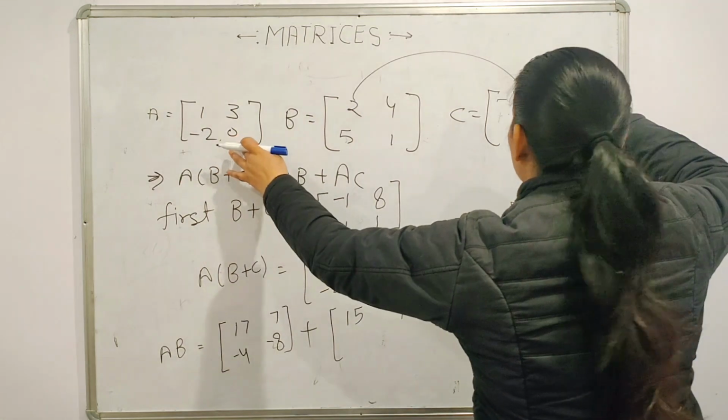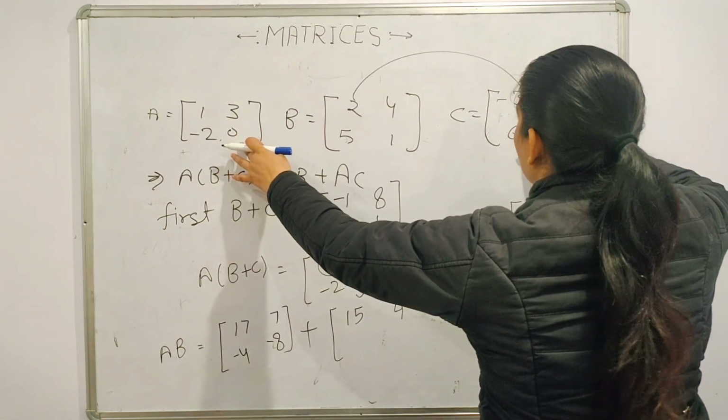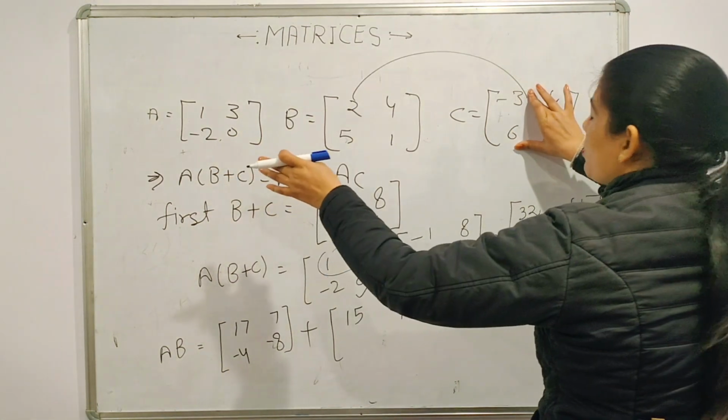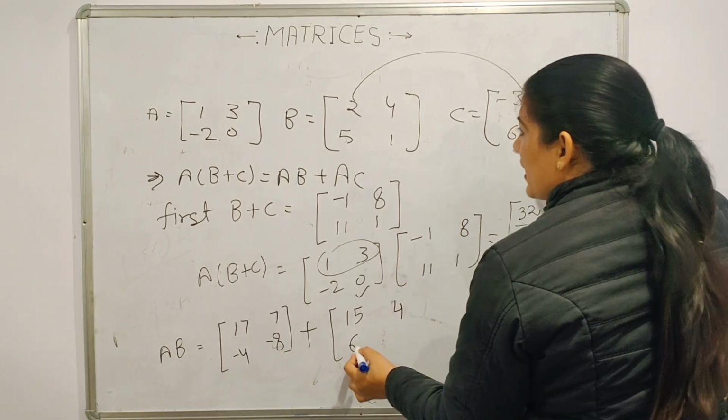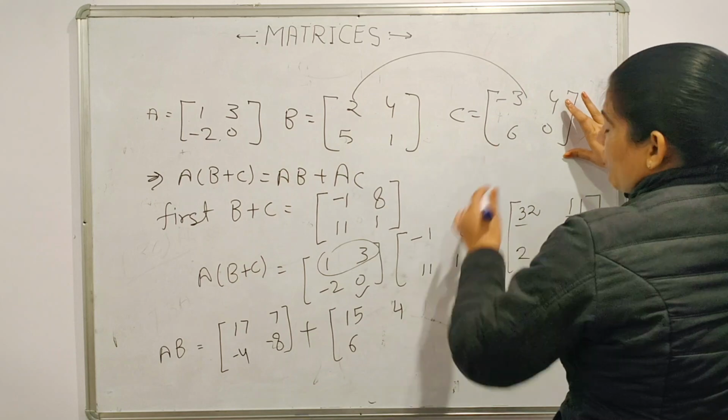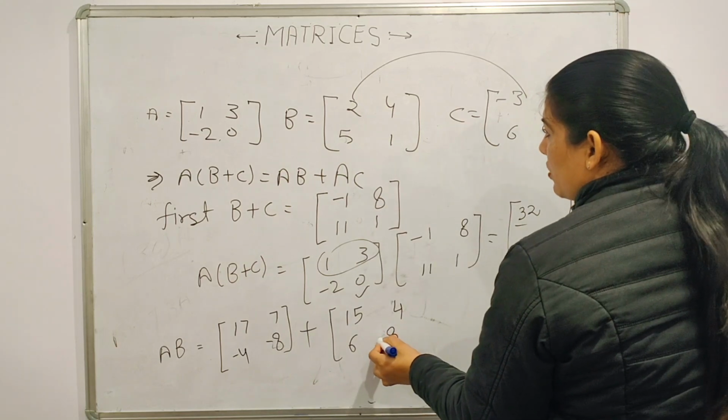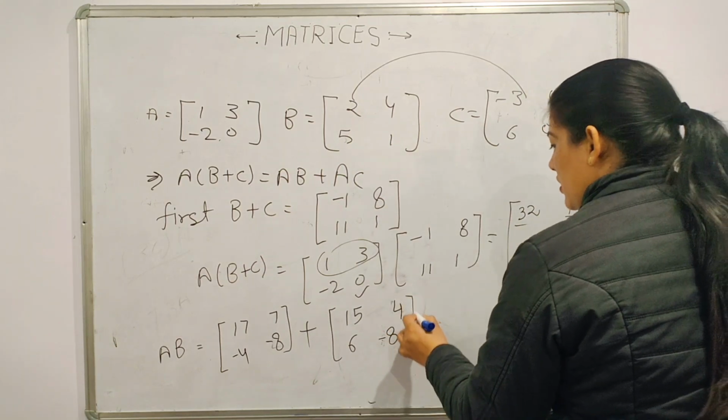Again minus 2 comma 0 multiplied with this. So minus 2 minus 6 gives you minus 6 plus 0, minus 6... minus 2 into 4 is minus 8 plus 0 is minus 8.